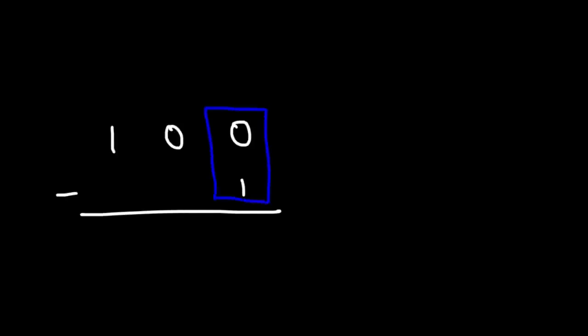Now let's try this one. 1, 0, 0 minus 1. Go ahead and subtract those two binary numbers. So we can't do the first column. 0 minus 1 will give us a negative number. So we need to borrow a 1. Now we can't borrow anything from this column because it's a 0. So we need to borrow a 1 from a column that has a 1.